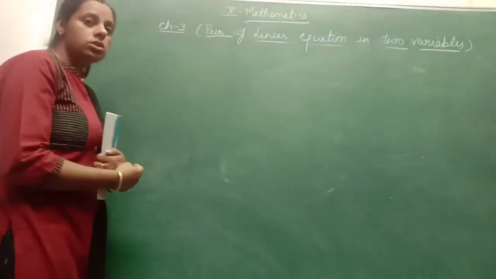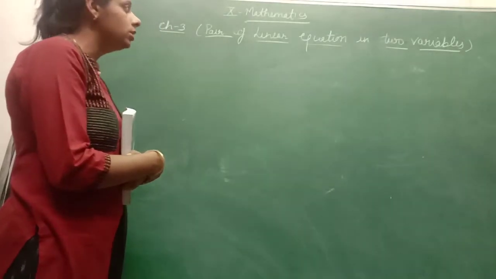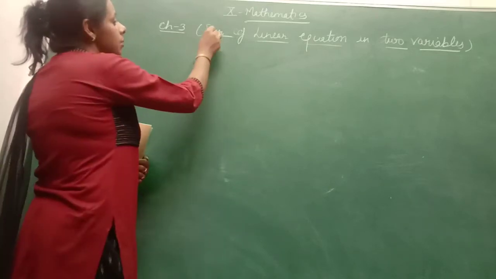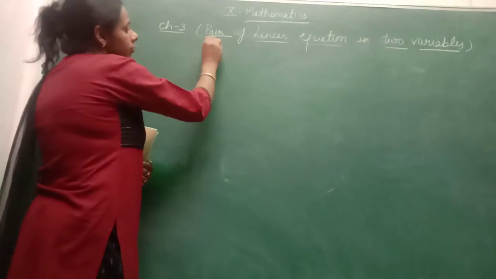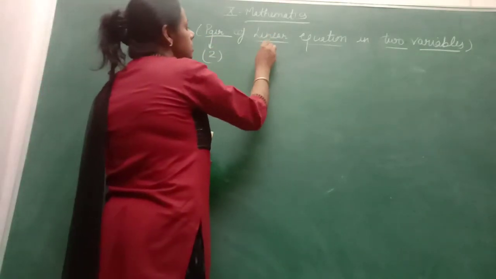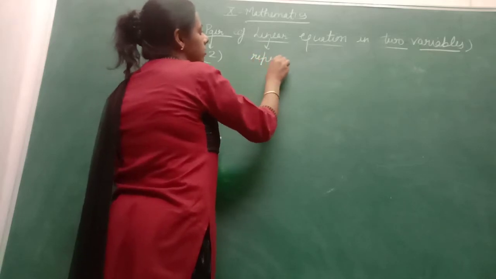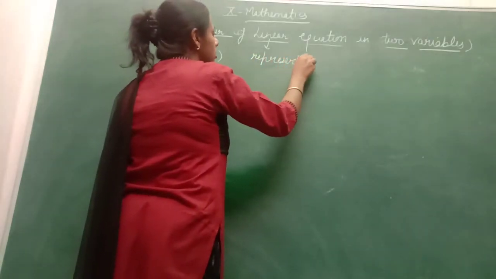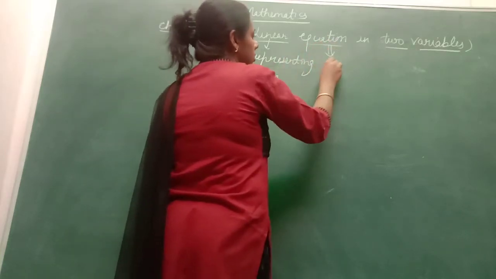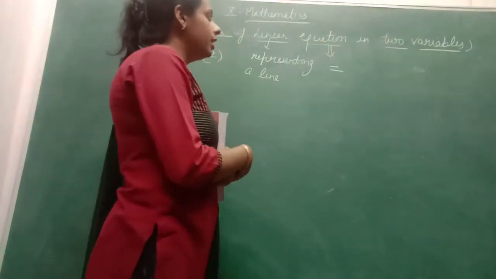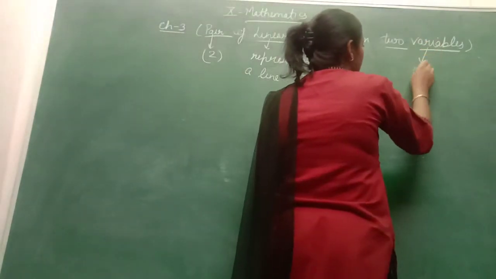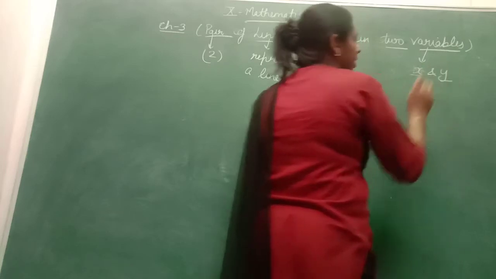Okay, today we are just going to start our chapter number 3, that is the pair of linear equations in two variables. What is the meaning of this line? Pair means two, the number 2. Linear means representing a line. Equation means a polynomial with the equal symbol. Two variable means having x and y.